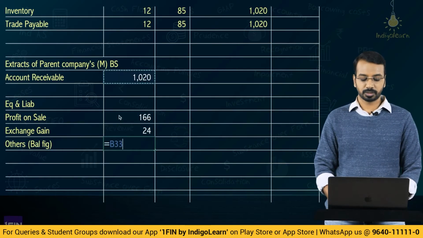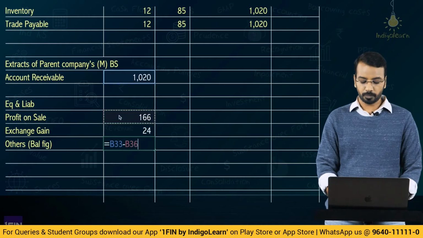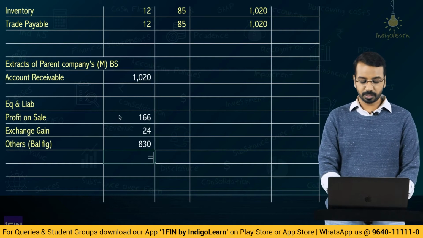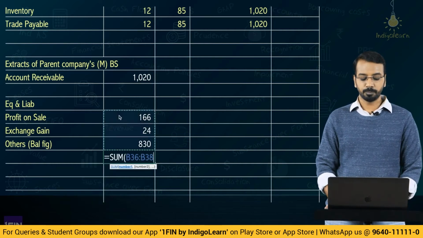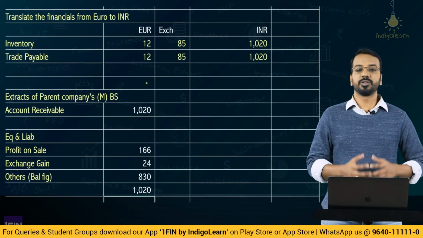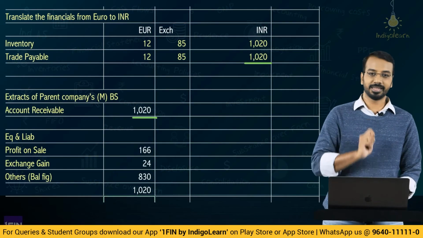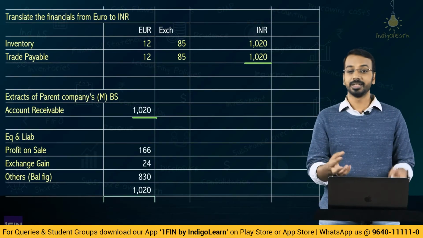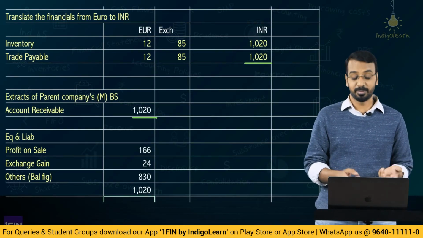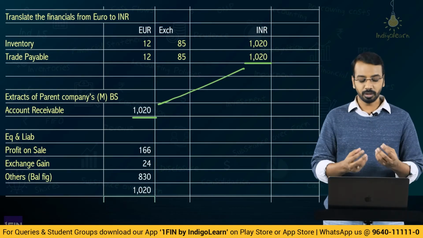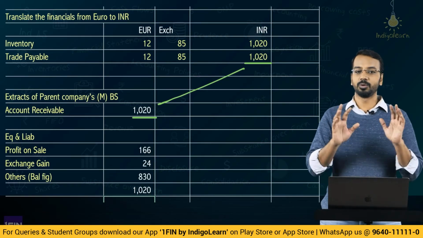I am showing you this so that you understand the flow of transactions. So, the others is 830. Now, this brings the total of the liability side also to 1020. Now, when you consolidate, what happens? You have a liability here, you have a corresponding contra asset here. The holding company says there is an asset, the subsidiary company says there is a liability. So, you will knock these two off and both of them will be eliminated. There will be no account receivable, there will be no trade payable.